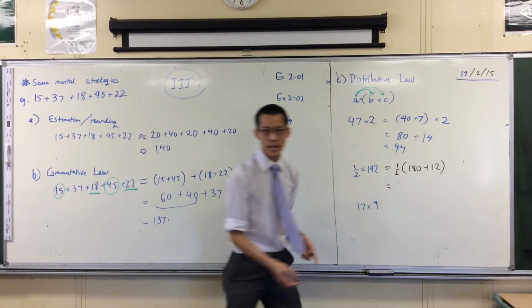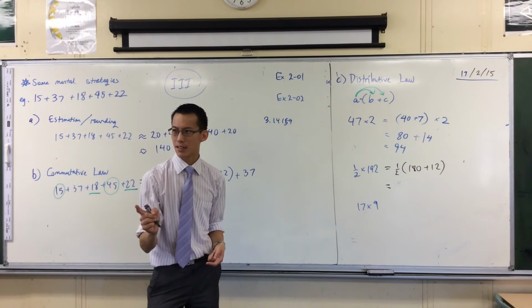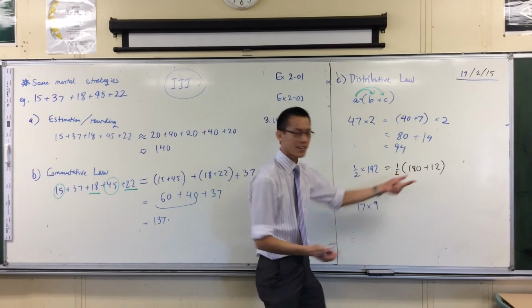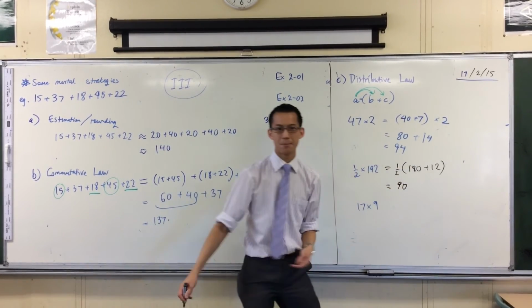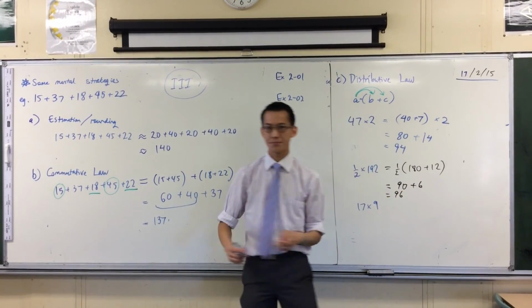What's half of 180? What's half of 18? Because 18 is a small number. It's 9. So if I stick a 0 on the end, I just stick a 0 on the end of that. 90. And half of 12 is 6. So 96. Done.